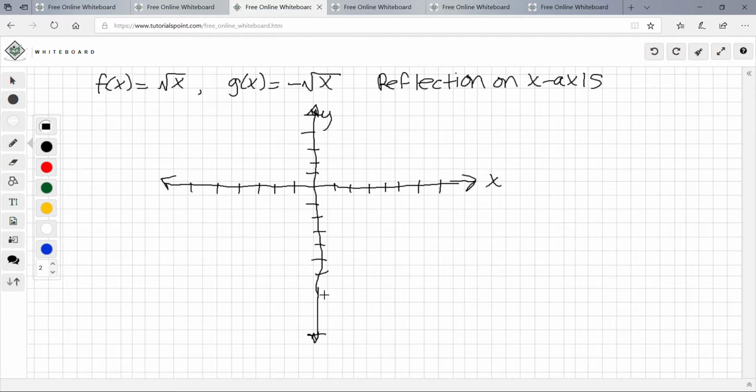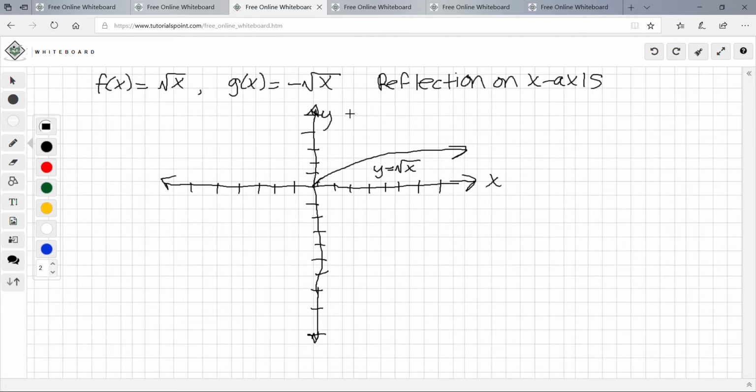You just need to know the important concepts, like reflection and translation. So this is your typical y equals square root of x. There's no translation or reflection because there's no number or negative. Now let's look at the, okay, here's our x-axis and here's your y-axis.